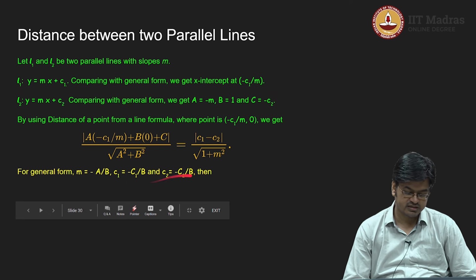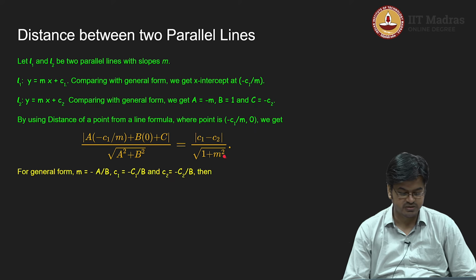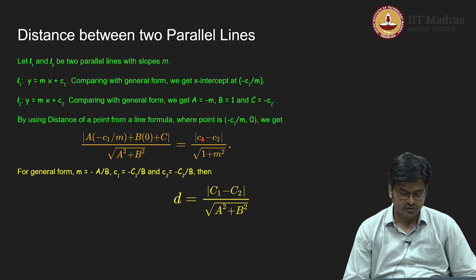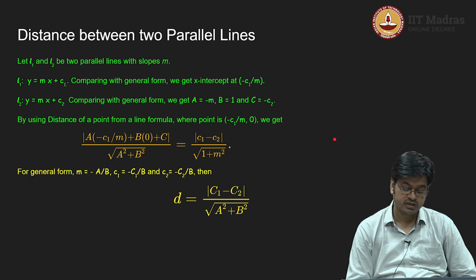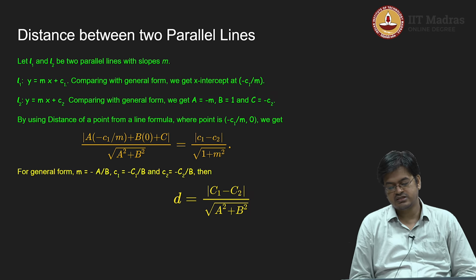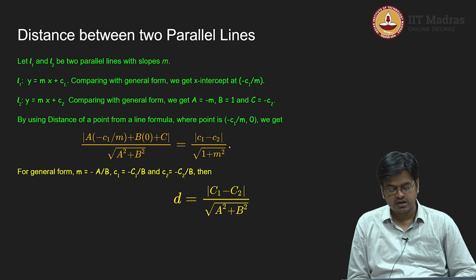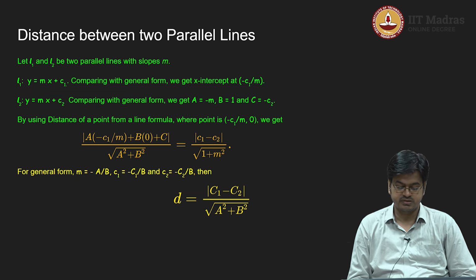So, in that case, this is the form, and therefore, now you just substitute these identifications into this expression. So, this m will be replaced by minus a by b. So, you will get square root of a square plus b square here, and some mod a by b will come out common, and therefore, finally, that will cancel off with this b, and you will get the expression of the form mod c1 minus c2, where c1 and c2 belong to the general form of equation, upon square root of a square plus b square.